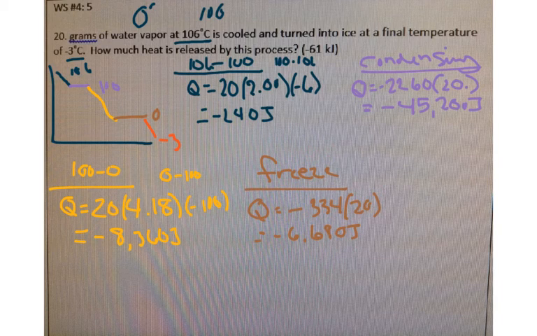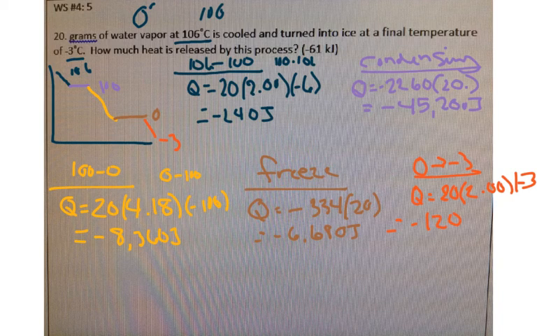And now I'm ready to deal with the cooling of my solid ice, from 0 to negative 3. I'm changing my temperature once again, so it'll be mCΔT. Q equals, once again my mass is 20, my C value for solid water, if I look on my front, is 2.00, and then my delta T is negative 3 minus 0, so that would be negative 3. When I multiply this out, I get negative 120 joules.